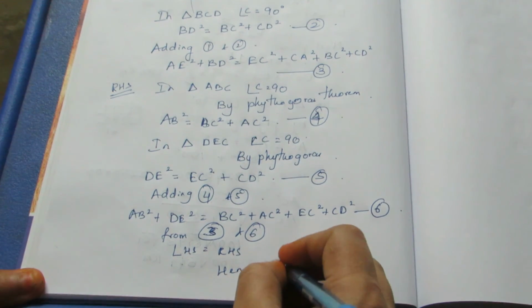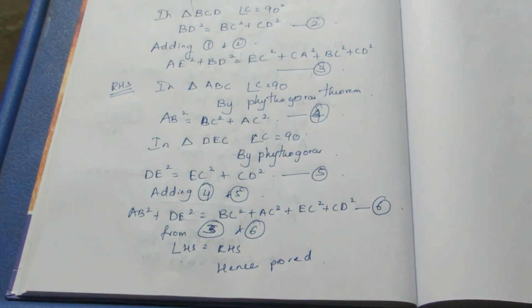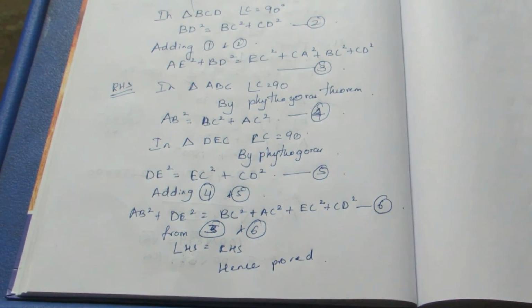Again you write what they have given, what is to be proved. AE square plus BD square is equal to AB square plus DE square. That's all with the sum.